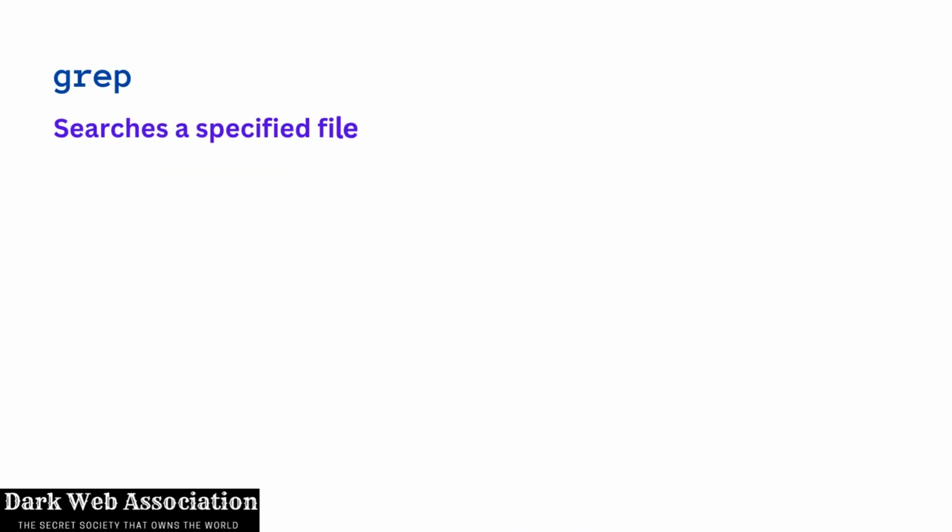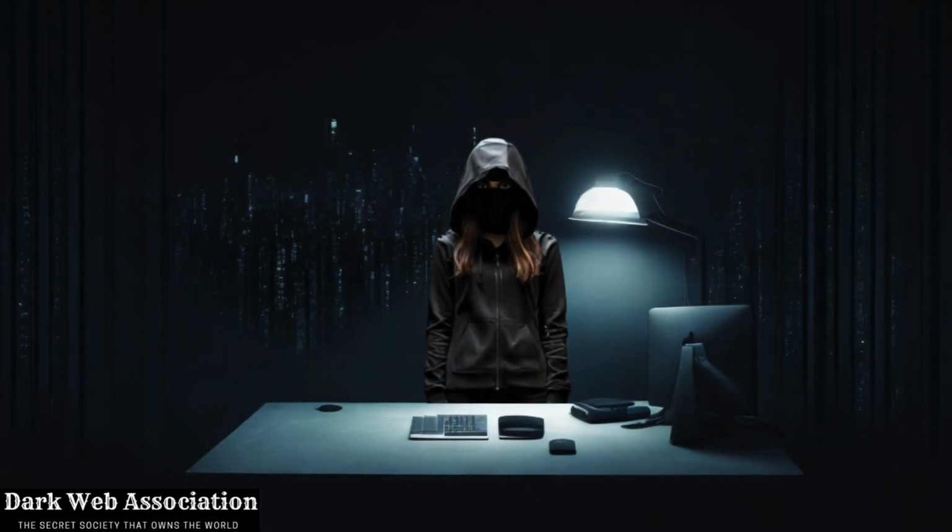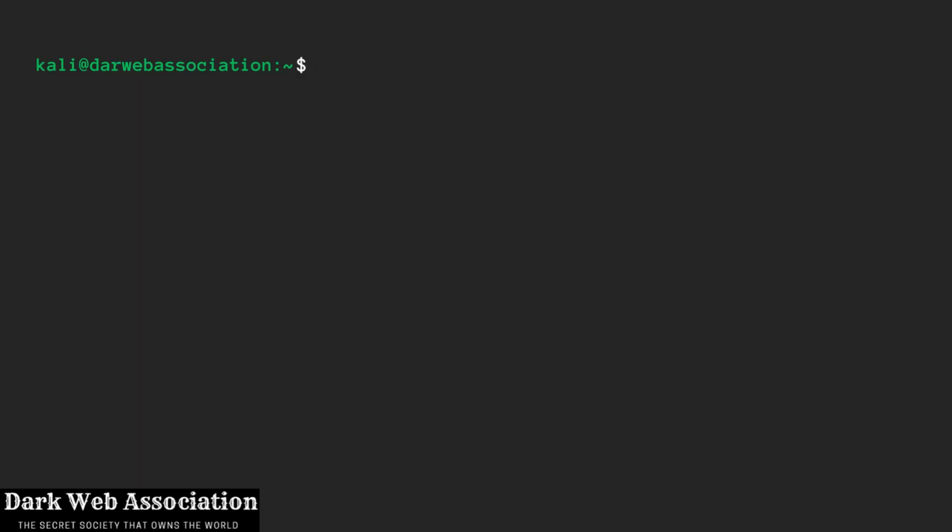The grep command searches a specified file and returns all lines in the file containing a specified string. Here's an example of this. Let's say we have a file called updates.txt, and we're currently looking for lines that contain the word OS. If the file is large, it would take a long time to visually scan for this. Instead, after navigating to the directory that contains updates.txt, we'll type the command grep os updates.txt into the shell.